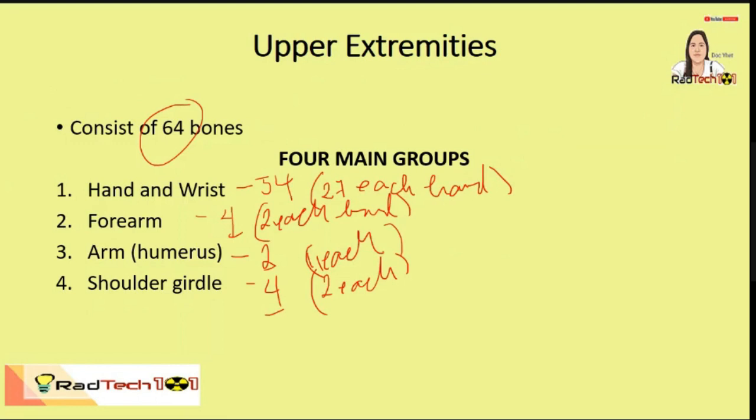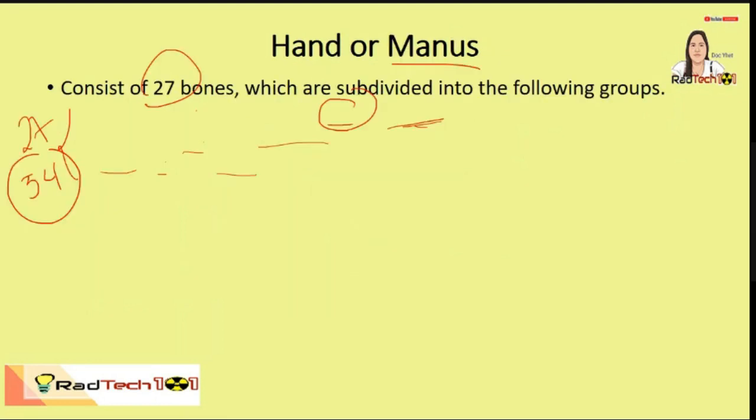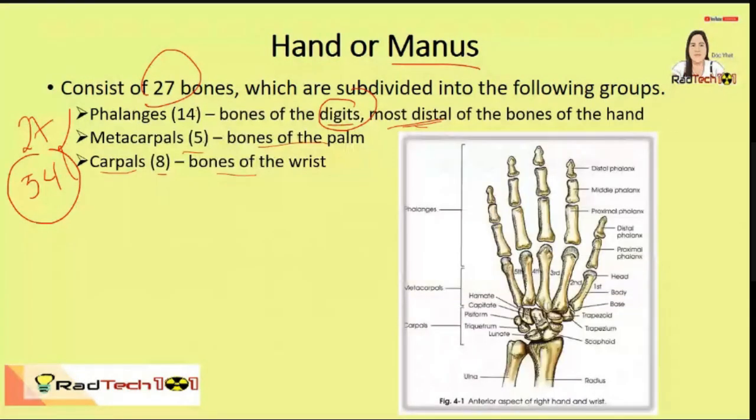So we will now focus on this 54. But this afternoon, we will be discussing only the hand and wrist, and we will be focusing specifically on the examination of digits. Okay? So here we have the phalanges, the bones of the digits, which are the most distal. These are the digits. We have 5.